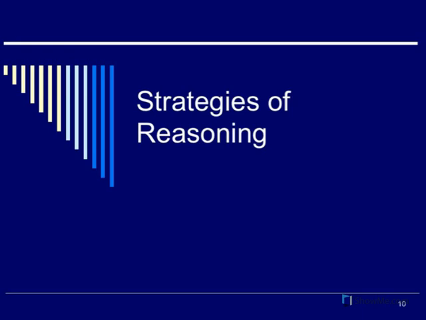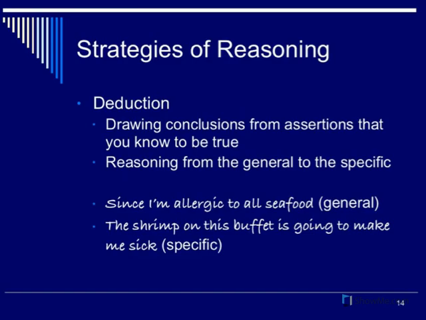We're going to be talking about another strategy of reasoning that you can think of as the opposite of induction, where you're going from specific instances to general truths. Now we're moving to deductive reasoning, which is the exact opposite. In deduction, instead of going from specific to general, you're going from general to specific. You're drawing a conclusion based on any type of assertion that you know to be true. Once again, you're going from a general situation to a specific conclusion.